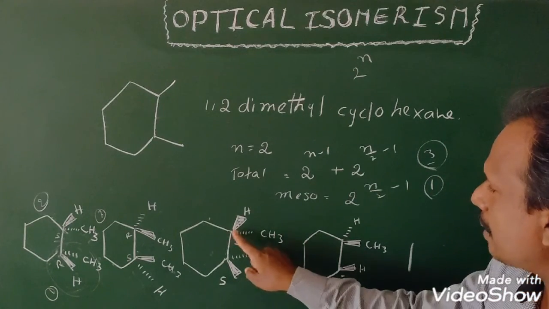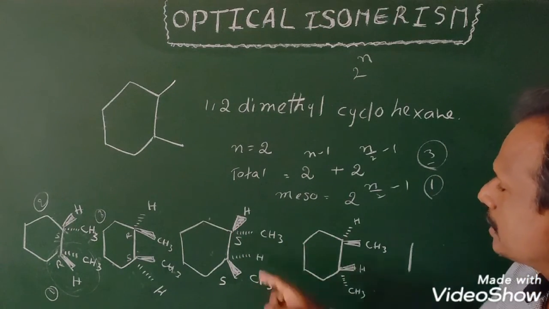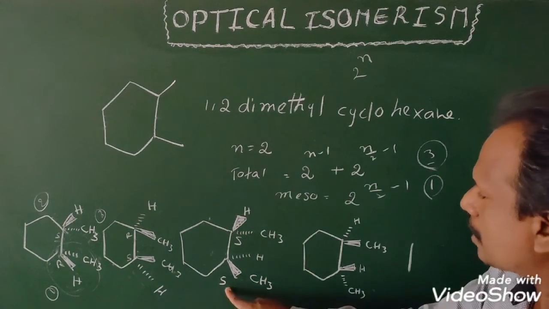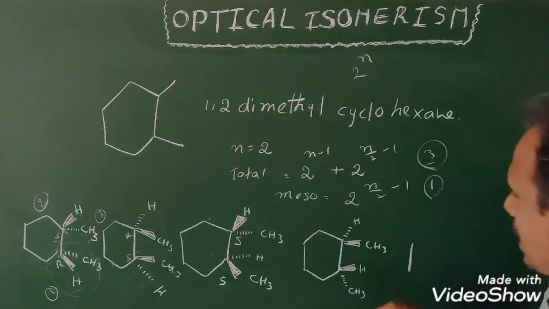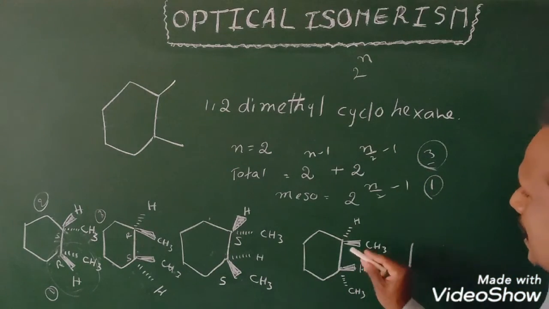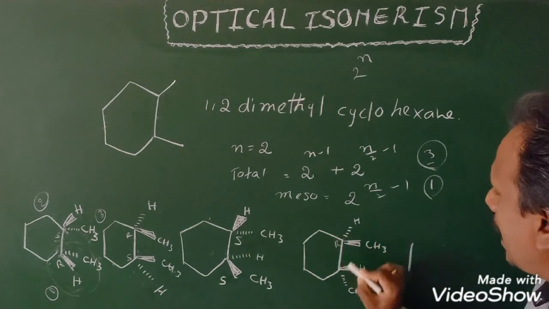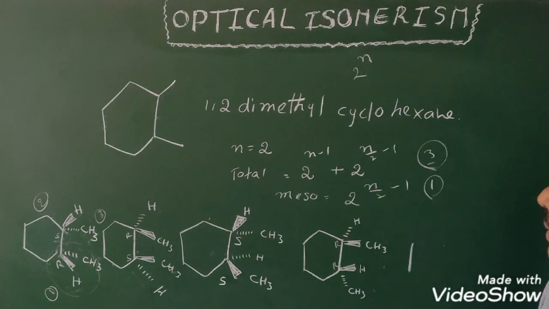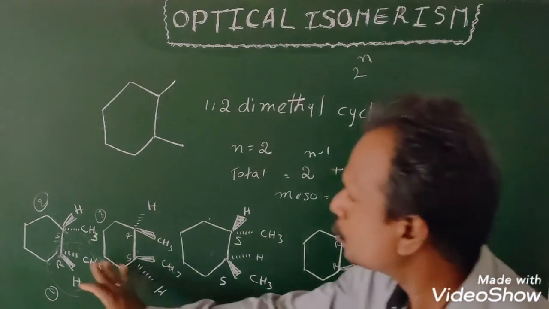Using CIP rules, S chirality. Its chirality is also S. The chirality of these carbons using CIP rules are R and R. Totally 3 isomers. These two are the same. It is a meso compound. These are not.